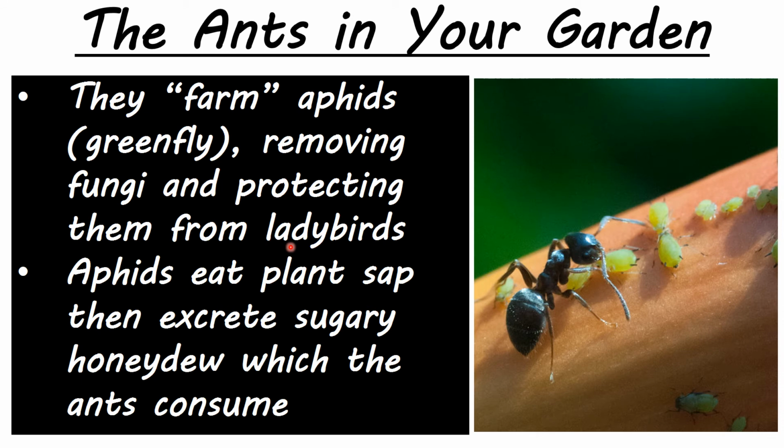Well, what they do is they eat plant sap, and then they digest it and they excrete what's called honeydew, which the ants can then consume. So the ants themselves can't get the nutrients out of the plant sap. However, if they eat basically the aphids' poo, I suppose, then they have got a source of energy. So that's why they look after the aphids.